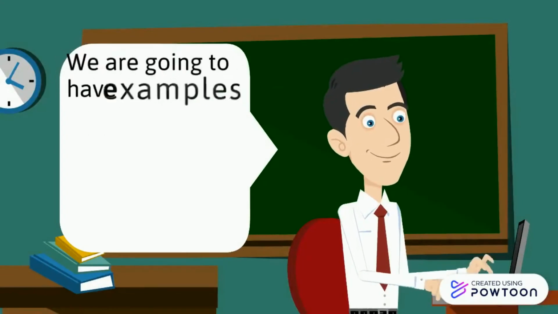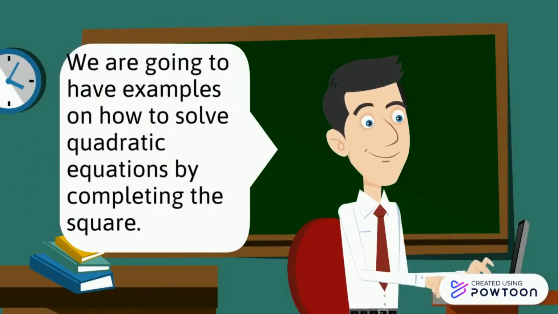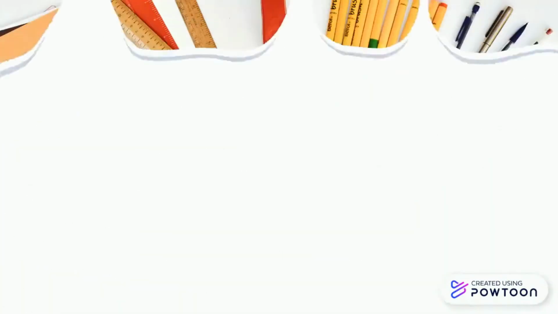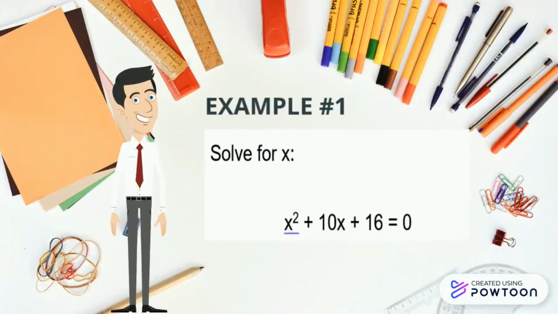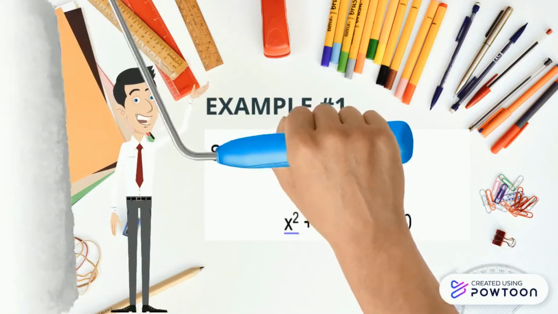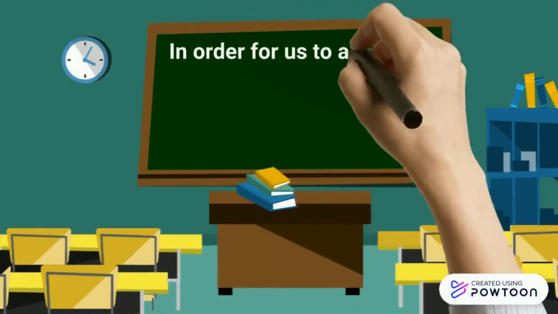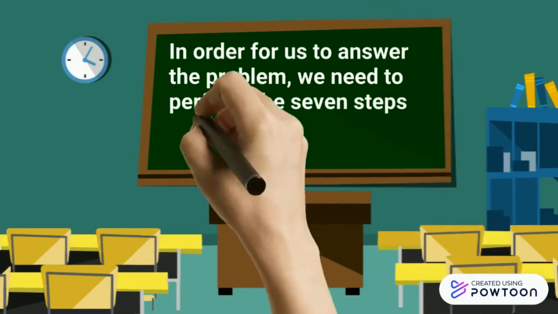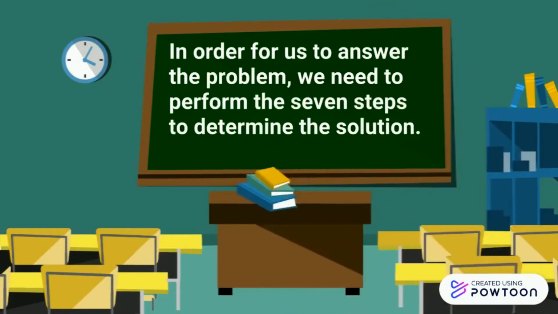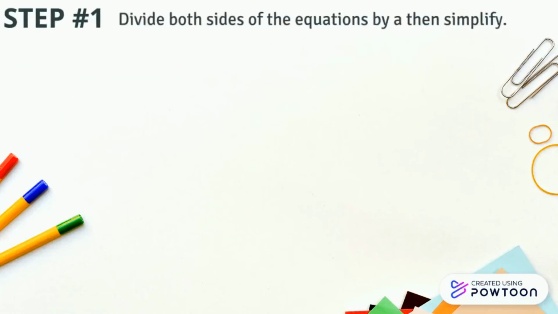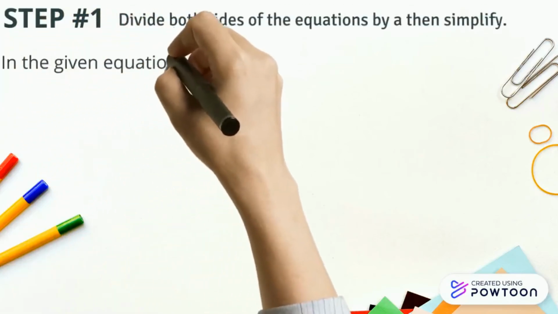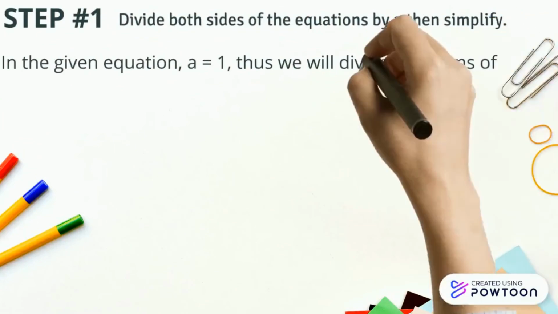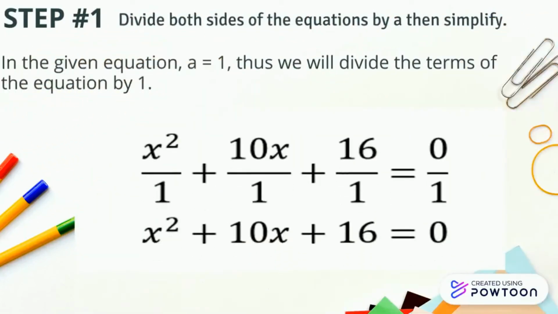Now, we are going to have examples on how to solve quadratic equations by completing the square. Example number 1. Solve for x in x squared plus 10x plus 16 is equal to 0. In order for us to answer the problem, we need to perform the 7 steps to determine the solution. Step number 1. Divide both sides of the equation by a, then simplify. In the given equation, a is equal to 1. Thus, we will divide the terms of the equation by 1.